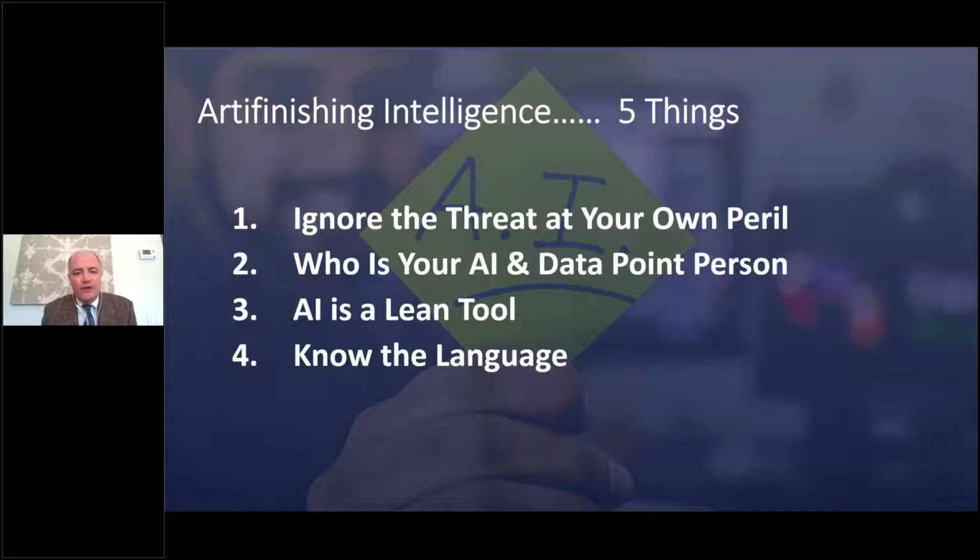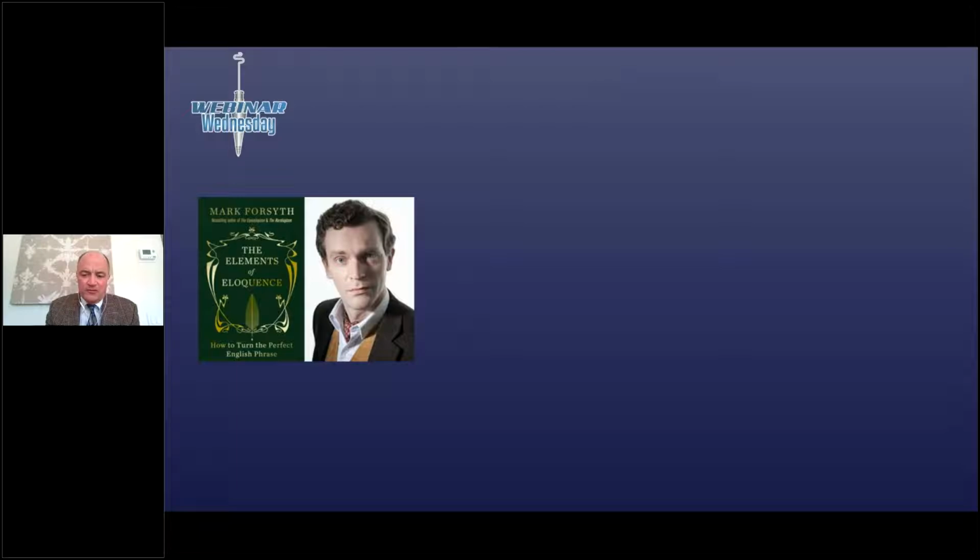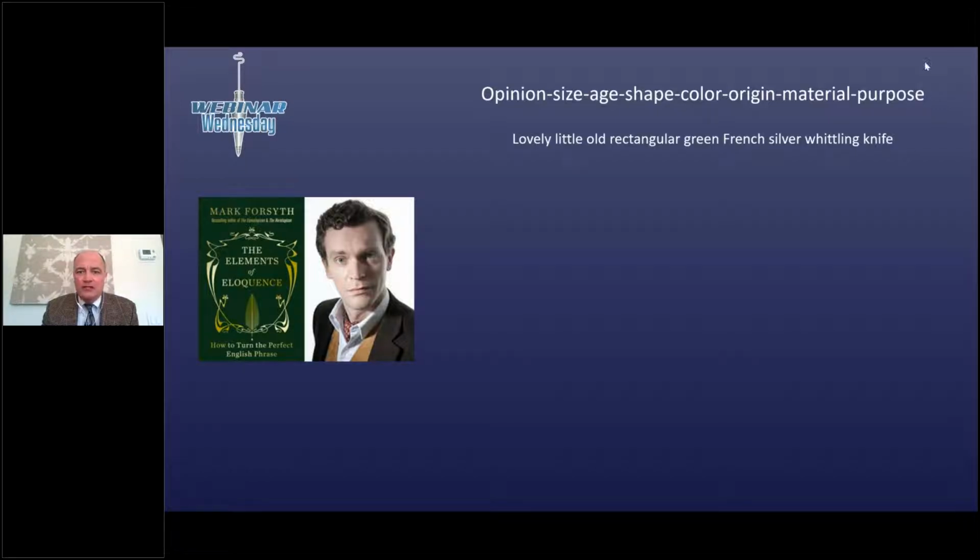So number 4, we need to know the language. We need to know the language of artificial intelligence. And so we're going to talk a little bit about some artificial intelligence terms and familiarize you with some things. But before we do that, I want to ask you this question. Who can tell me what is, and just answer in your head, what is opinion, age, shape, color, origin, material, purpose?